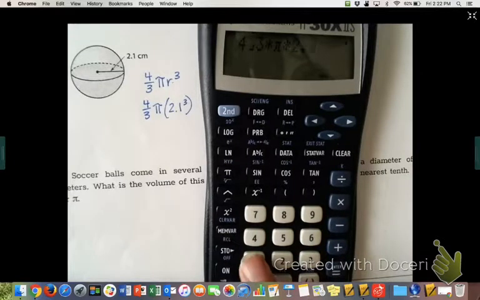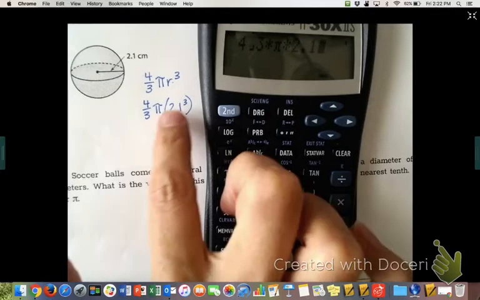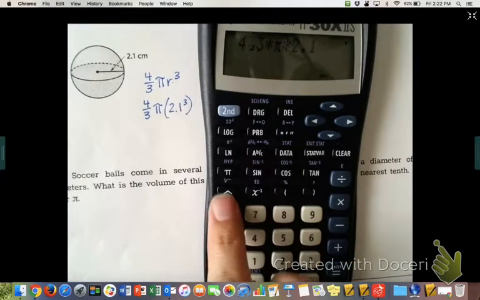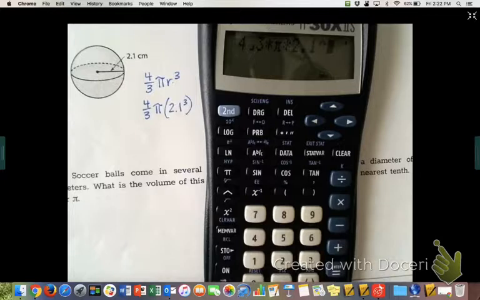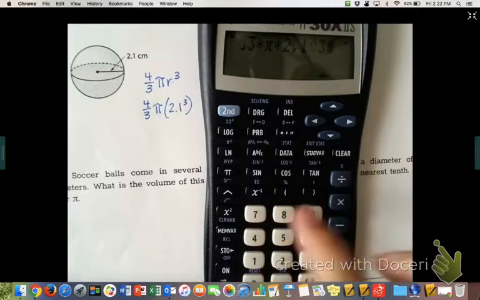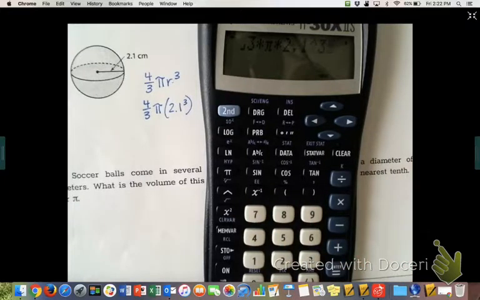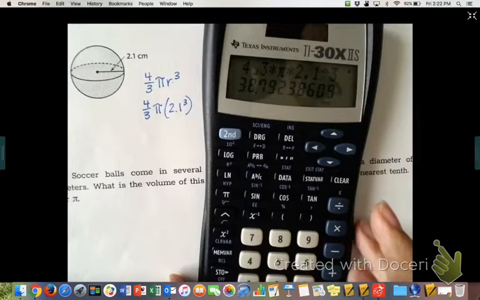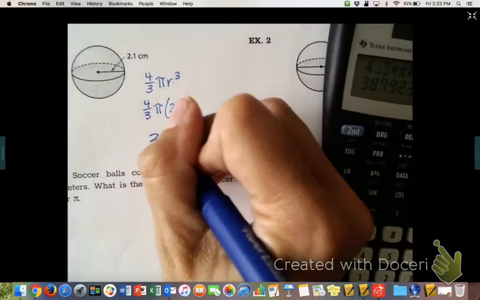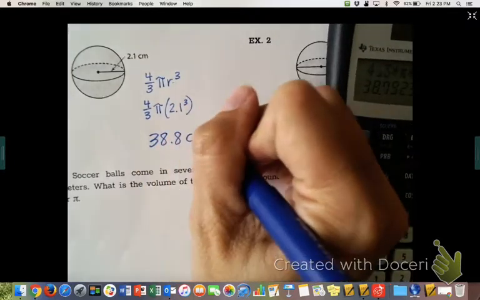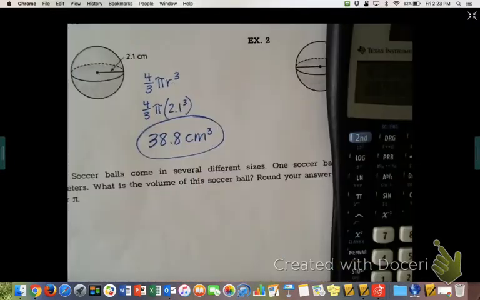2.1. Alright, on this calculator, how to do it to the third power is you have to use this little caret key. It means to the, and then 3 for third power. Or you can push 2.1 times 2.1 times 2.1. You can multiply it by itself 3 times. Equals 38, we are rounding to the nearest tenth. So 38.7 bumps up to 38.8, and that is centimeters cubed, and that is all there is to it.